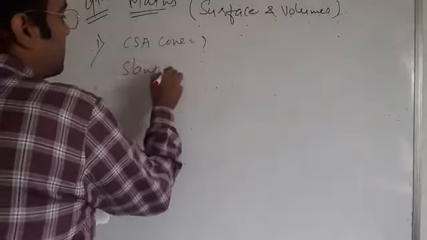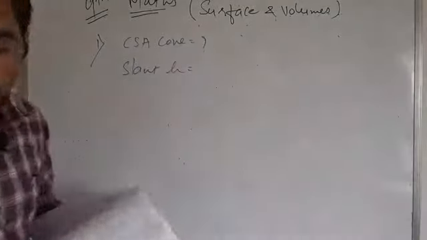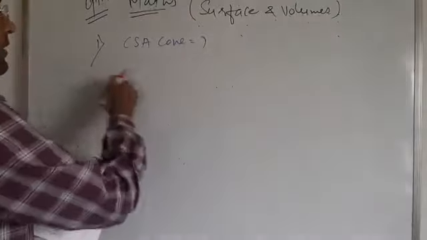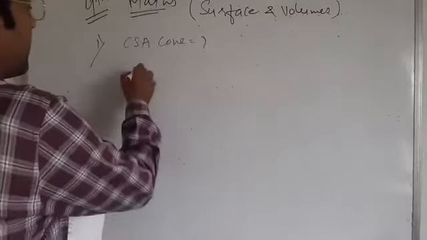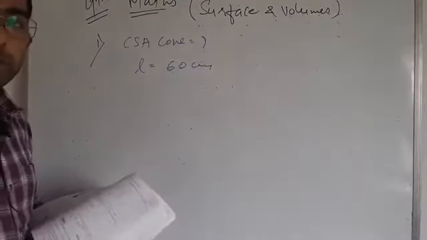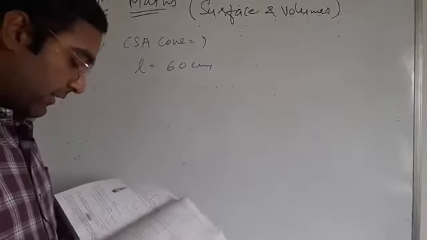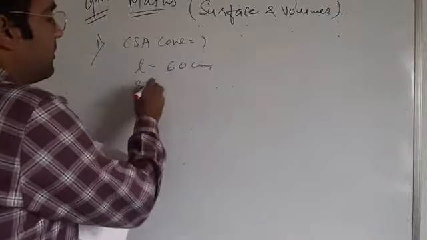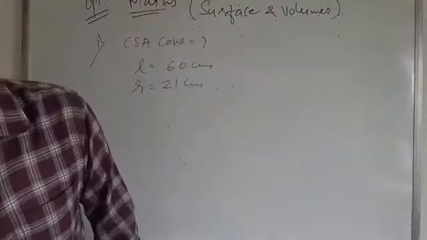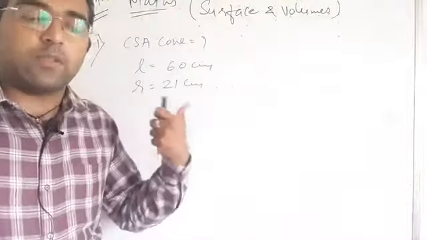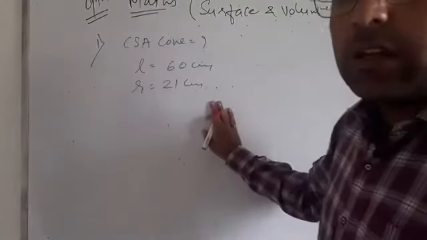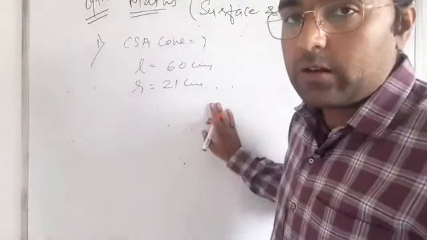Slant height, that is my L, is given, that is 60 centimeter. And another, the radius of its base is 21 centimeter. Now we have to find the curved surface area of the cone. So let's start. The curved surface area of the cone, my formula is pi r L.